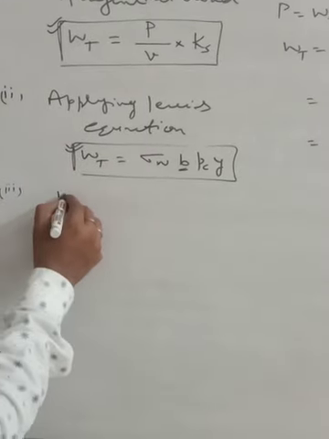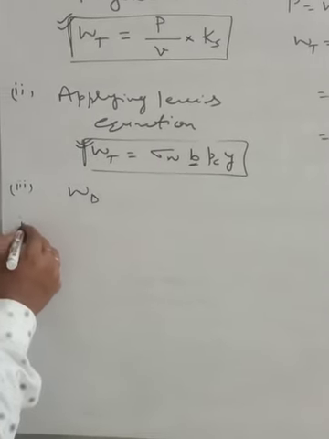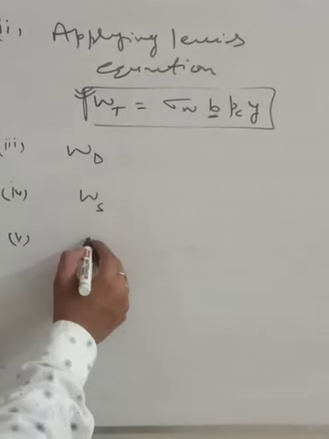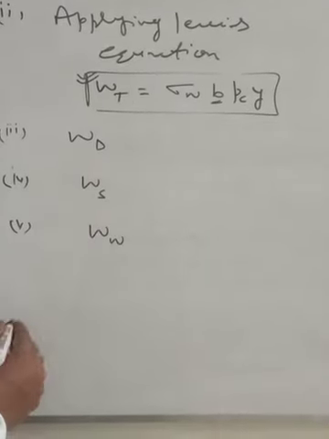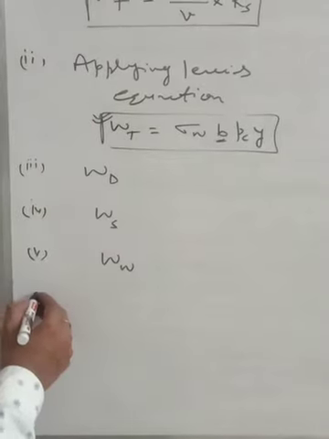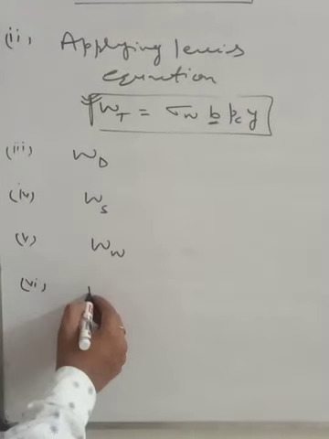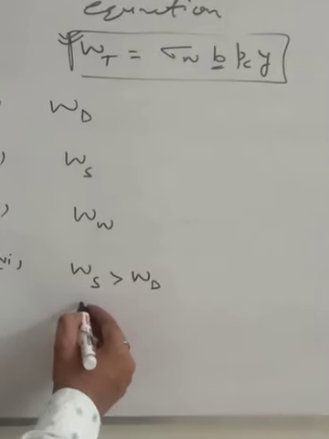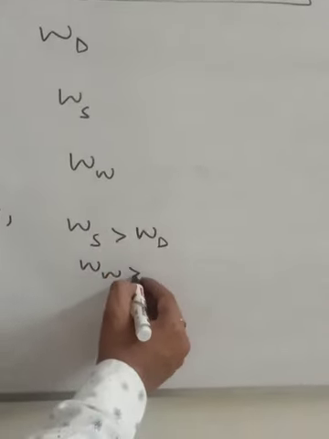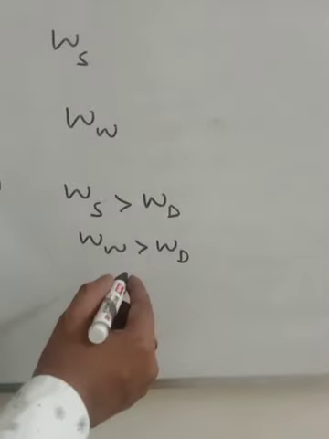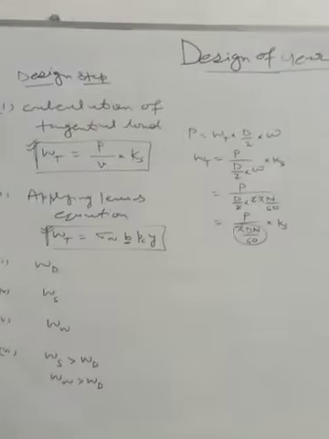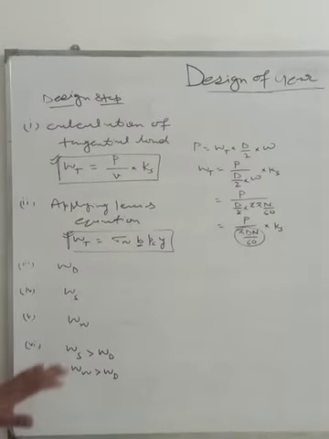After that, calculation of the WD, calculation of the WS, calculation of the WW, and then finally checking whether WS is greater than WD and WW is greater than WD. If this is satisfied, then our design is safe. This is the complete design procedure of a spur gear.